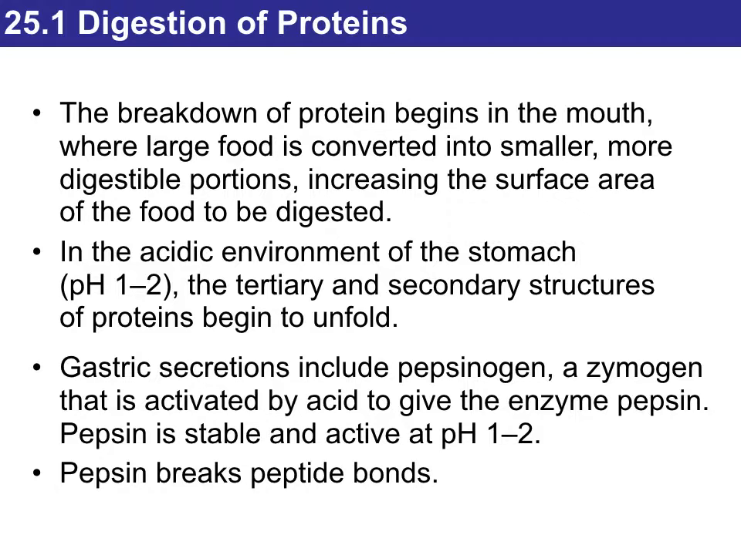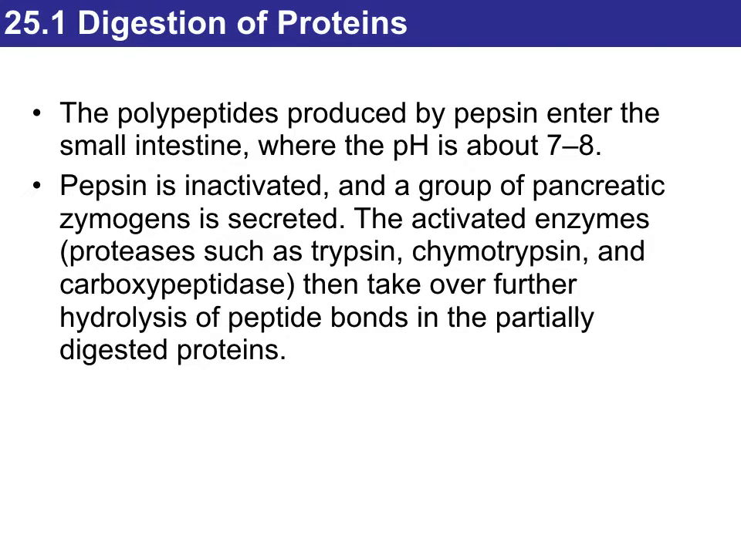Looking at the gastric secretion, there is pepsinogen, a zymogen that is activated only under acidic conditions, and that will give you the enzyme pepsin. Pepsin is stable and active at that pH between 1 and 2 and breaks the peptide bonds. Now, the polypeptides produced by the pepsin are then able to enter the small intestine. Here the pH is different, 7 to 8, so slightly alkaline. The alkaline pH is going to inactivate the pepsin.